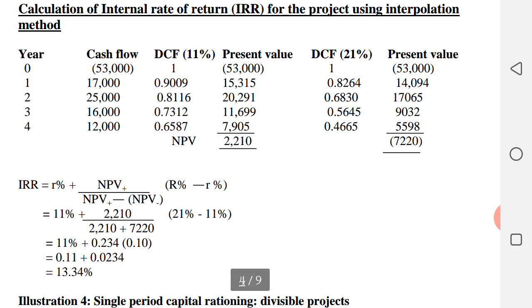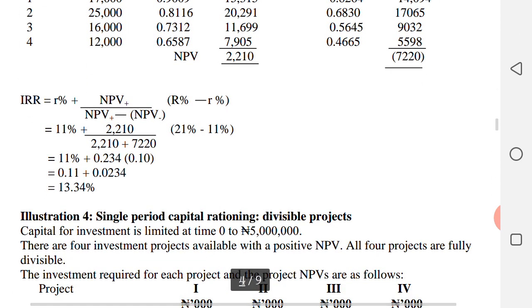Small r is the rate that makes it positive, which is 11%, and the NPV is positive 2,210. The NPV of positive 2,210 plus the negative NPV, because negative times negative gives us positive, that's why I use plus. The NPV of the higher rate, which is 7,210. Then 21, which is the higher rate, minus the lower rate. Then by the time you look at everything, we have 13.34%. So this is the IRR of the project.